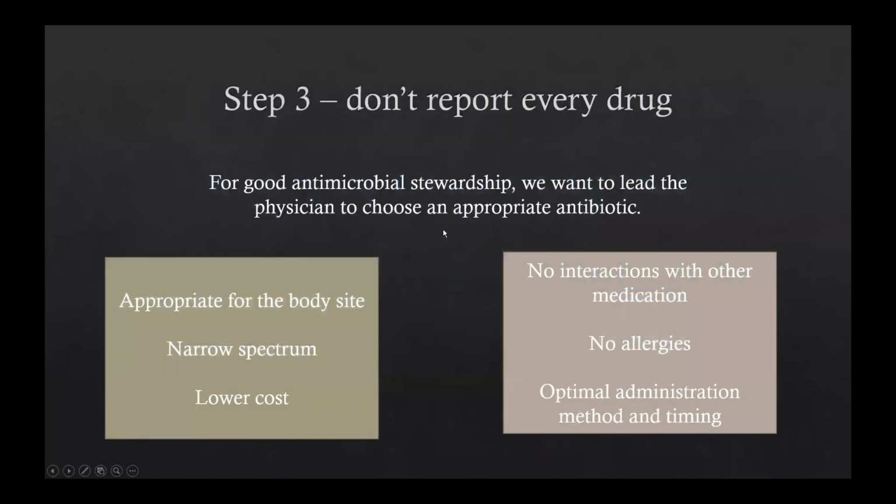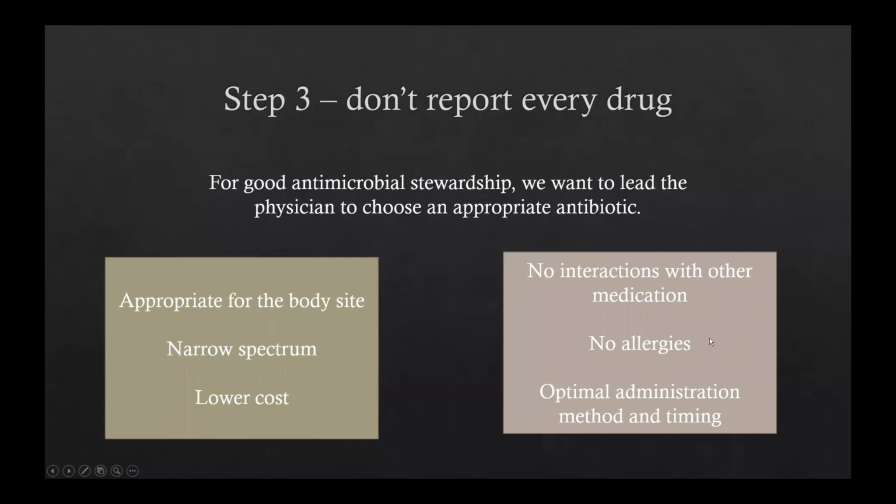And then the last thing we do is selective reporting. We don't report every single drug that comes off the machine. This is really important, I think, for good antimicrobial stewardship. We want to try to lead the physician as much as possible to choose an appropriate antibiotic. So these things over here on the left are things that the micro lab has access to, and we can formulate our reports based on this. It's got to be a drug that's appropriate for the body site. We would prefer it to be a fairly narrow spectrum drug as opposed to a broad spectrum drug. And it would be preferable to be something that was fairly lower cost than a really expensive drug.